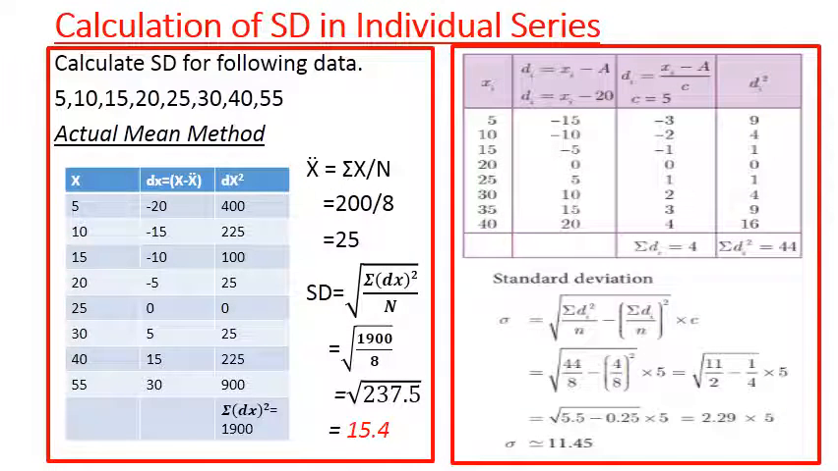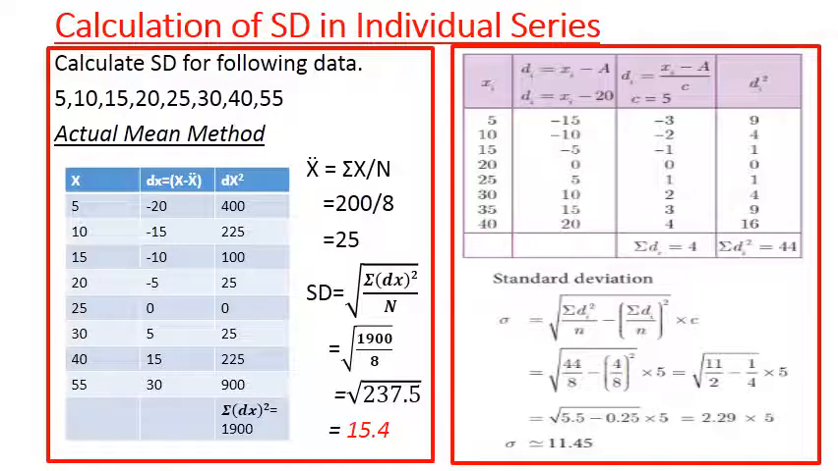Let us calculate standard deviation in case of individual series now. The question here is: calculate standard deviation for the following data, and the series is 5, 10, 15, 20, 25, 30, 40, 55. As I already told you, we have two methods in case of individual series: actual mean method and assumed mean method. In actual mean method, we have to calculate mean first. So let us calculate mean.